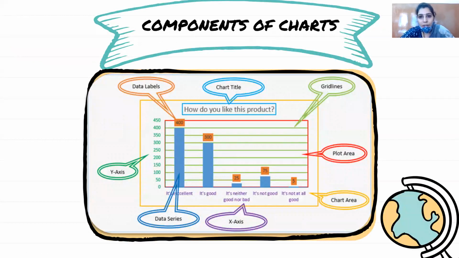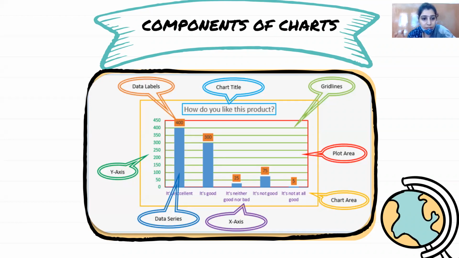Next, components of charts. The first component is the chart title, where you will give the description of the chart, the heading of the chart. Then grid lines will be there, horizontal grid lines will be there, x-axis, y-axis, x-axis title, y-axis title. So whatever title you are giving on the x-axis, that will be the x-axis title. The horizontal axis, the category axis. Y-axis means value axis, and the title given on the y-axis is called the y-axis title.